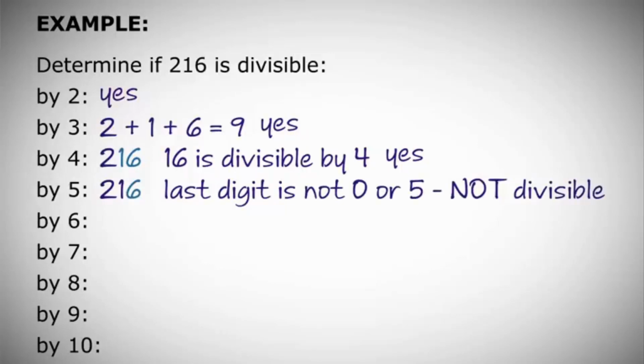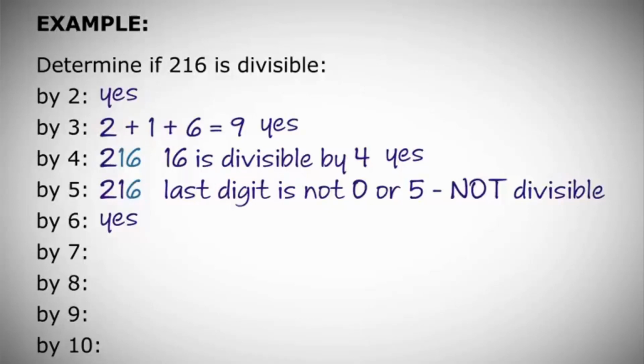Is 216 divisible by 6? It is if it's also divisible by both 2 and 3. Taking a look at your notes, we can see that 216 is divisible by both 2 and 3, so by definition, according to the divisibility rules, it's also divisible by 6.